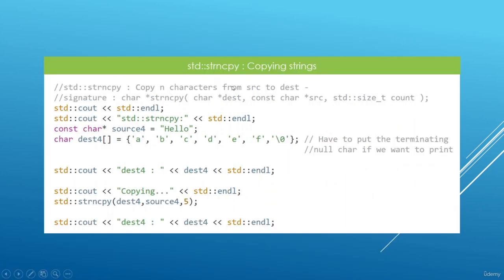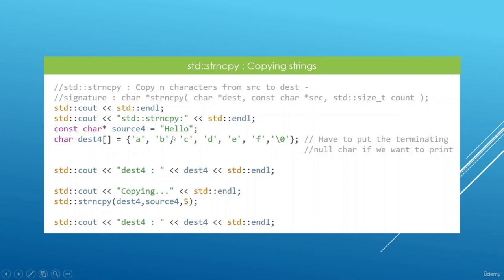We also have a version with which we can specify how many characters we want copied from the source. Here we have a source string, which is hello. We have a destination string, which is dest4. And we are going to copy stuff. We're going to copy from the source. We're going to paste in the destination. And we are just going to copy 5 characters.